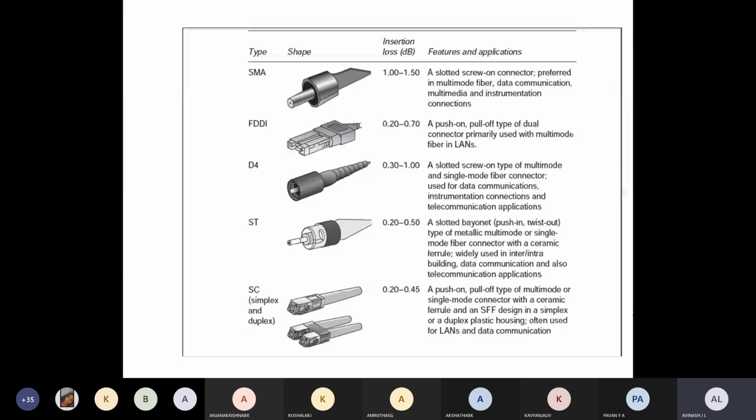Now I can see this particular slide. Here SMA, FDDI, D4, ST, SC are the different types of connectors we have. Insertion loss is discussed here. For SMA it is 1.00 to 1.50. What are the features of it? Like that, it is given for everything. We can go through it. It is just an understanding we need to make.